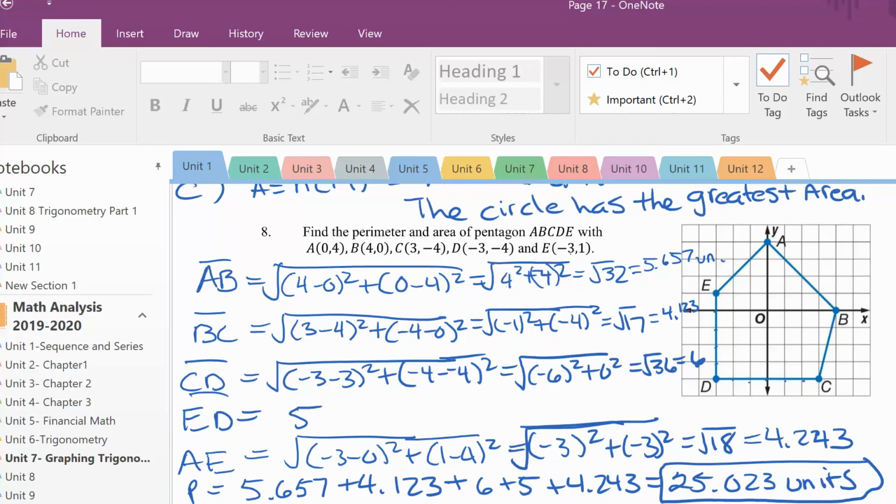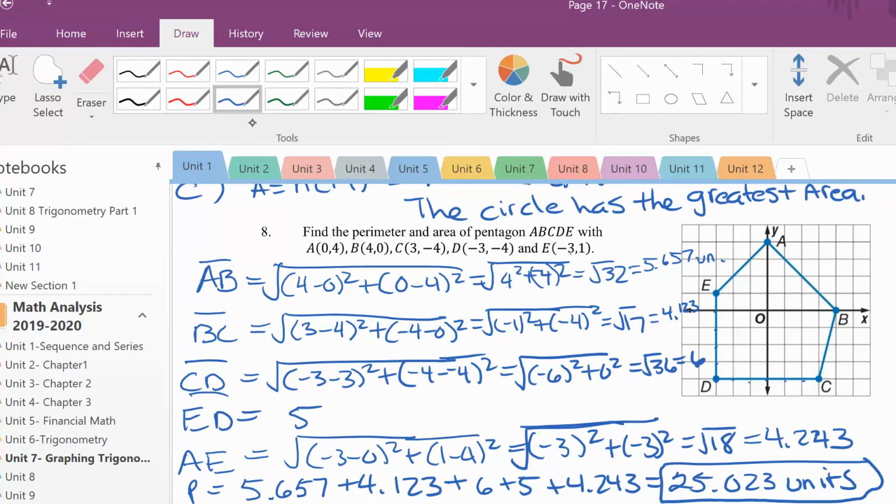Now, as far as the area goes, well, we could make this into a couple different triangles. Notice we could make it into a triangle there, and then we make it into a triangle here, and then we have a rectangle there. So we'd have to find the area. So this is the first area, there's the second area, and then the rectangle would be the third area, or it might be a square. But I think it's a rectangle.